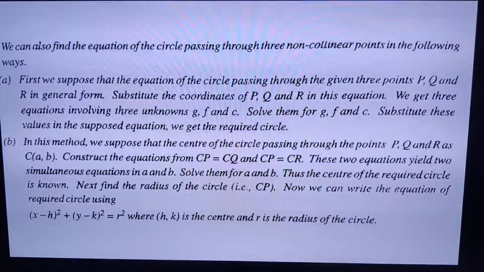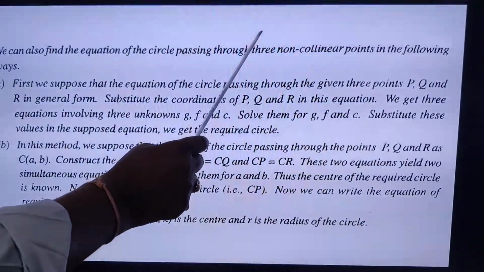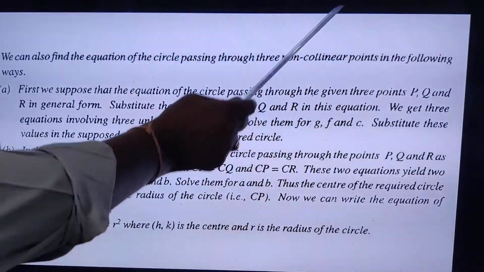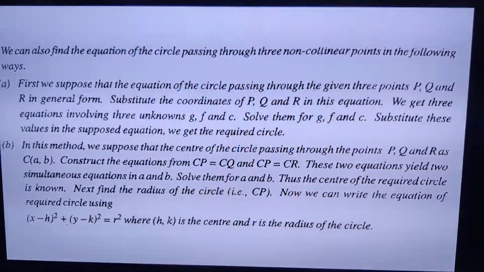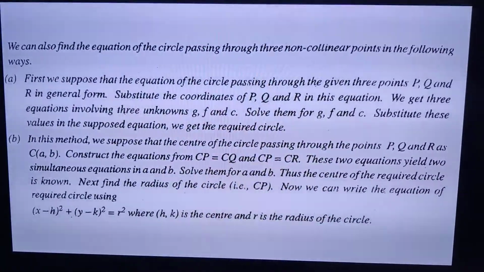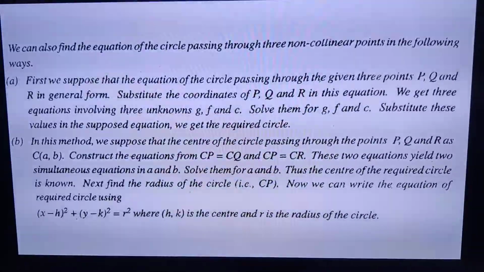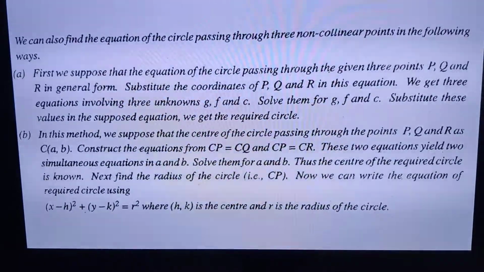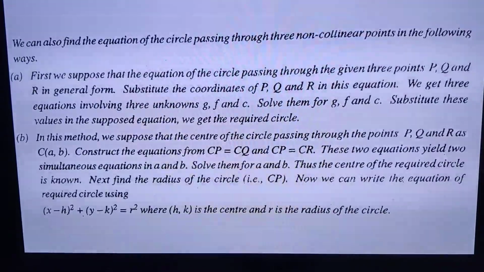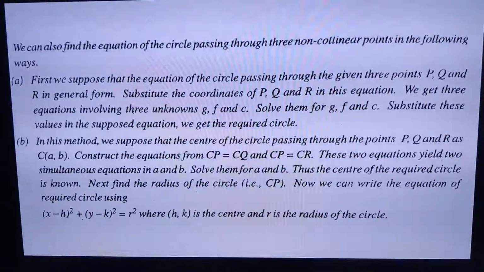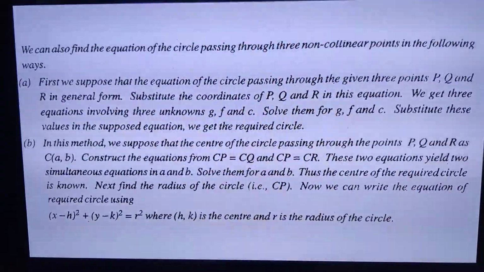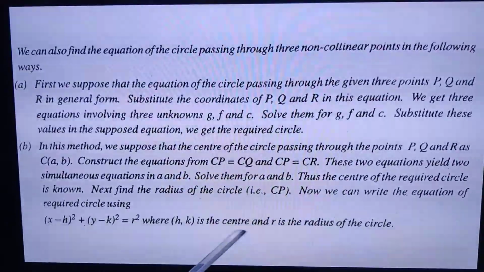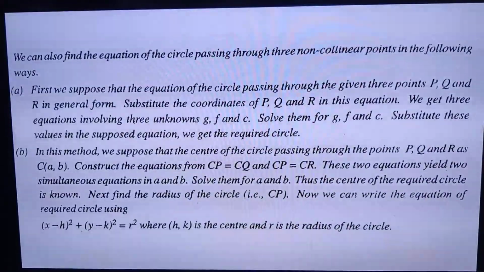Next we find the radius of the circle. From the center of the circle, P, Q, R are 3 points. From the center to any point, CP is called the radius of the circle. That's why next we find the radius of the circle, that is CP is equal to r. We can write the equation of the required circle. If we know the center of the circle C(h, k) and radius r, we have the equation of the circle as x minus h whole square plus y minus k whole square is equal to r square, where (h, k) is the center and r is the radius of the circle.